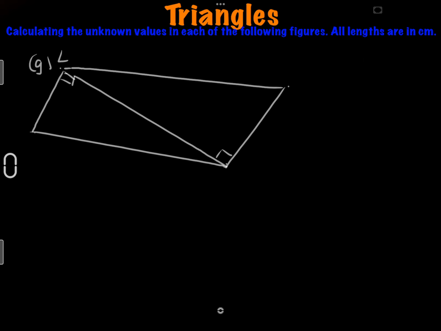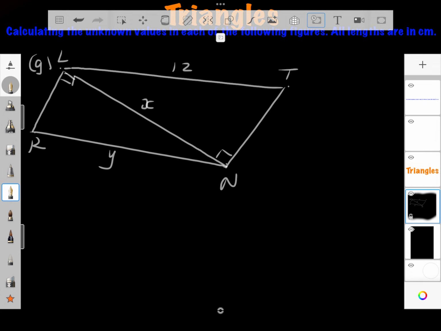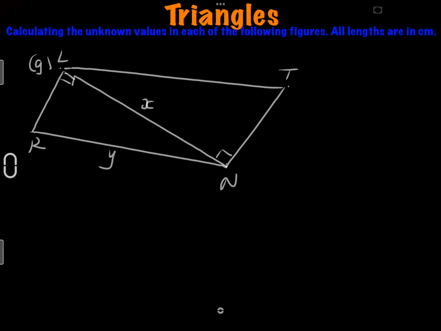Okay, we have side angle L, we have angle T, we have angle N, we have angle R, we have side Y, side X, and then this side is 12 centimeters. Sorry, it's not actually 12. In fact, it's 15 centimeters. We have 9 centimeters this side. We have 5 centimeters here. Now we need to find our sides X and Y.